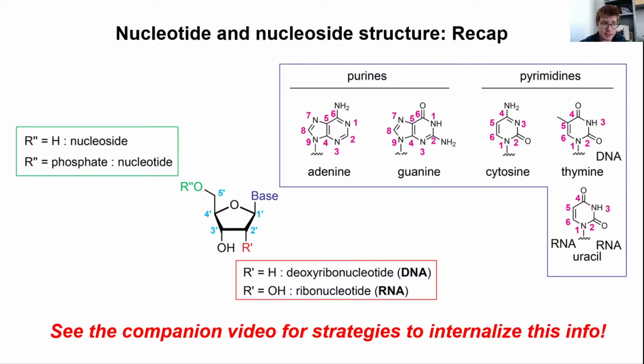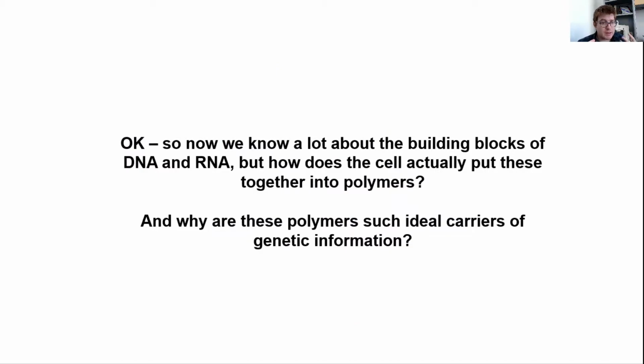But now that we've got the basic chemical structure of the monomeric building blocks of nucleic acids under our belt, we can start to ask questions about the polymers. So how does the cell actually put these nucleotides together to build nucleic acid polymers? And what is it about nucleic acid polymers that makes them such ideal carriers of genetic information? What makes them easy to replicate, transmit information, store information, and so forth? We're going to learn the answers to all those questions as we go.